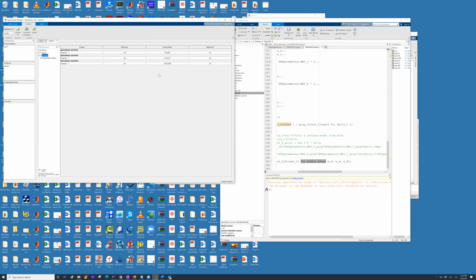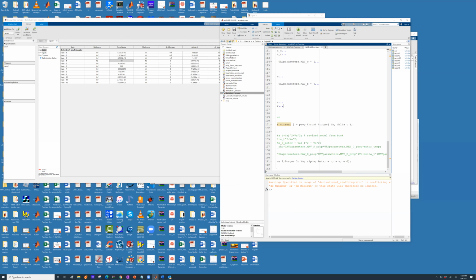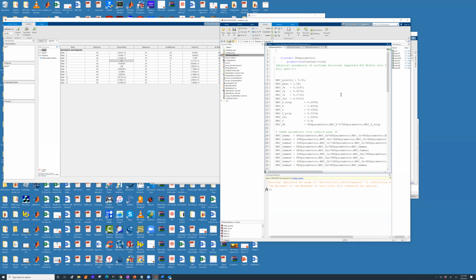Yes, your output values will be different because it's an optimization depending upon what settings you have. Every time you run the optimization, you may get a different answer. But the key observation is that your derivatives have to be 0, not the derivatives for state 1, state 2, state 3. Clearly, they are not zeros. The UAV parameters correspond to the Zagi. These are the UAV parameters for the Zagi.